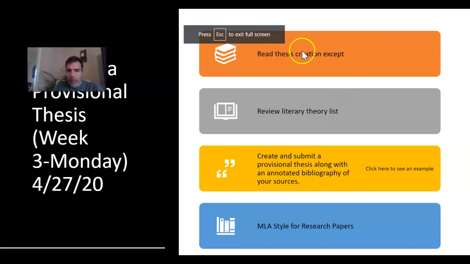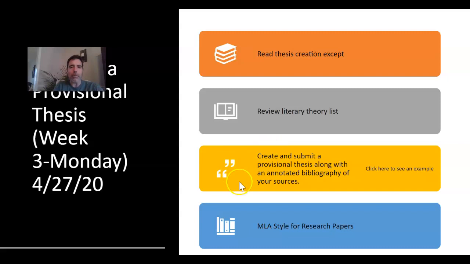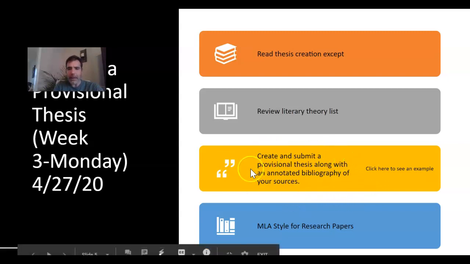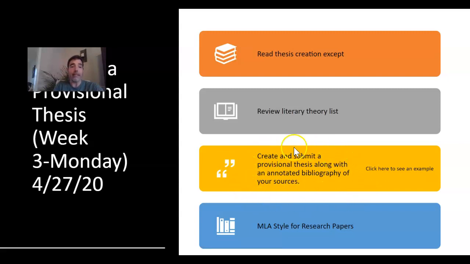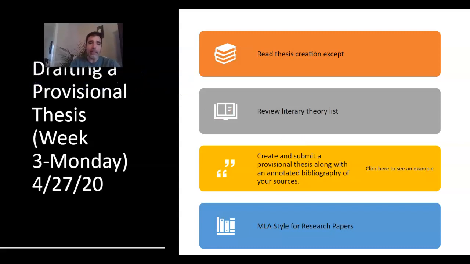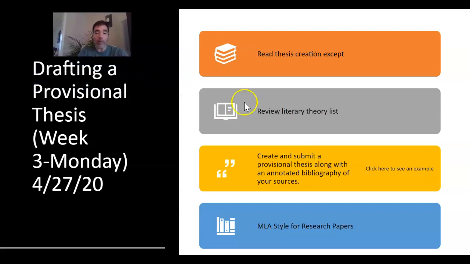And so there are some excerpts here about thesis creation that I want you to consider. I want you to think about creating a provisional thesis based upon one of the texts. I think that if you're struggling, the easiest one to use would be The Yellow Wallpaper because I've given you all the resources. If you feel as though you have a strong handle and you want to do Story of an Hour, or if you'd like to do Cathedral, then you're more than welcome to do those texts as well.